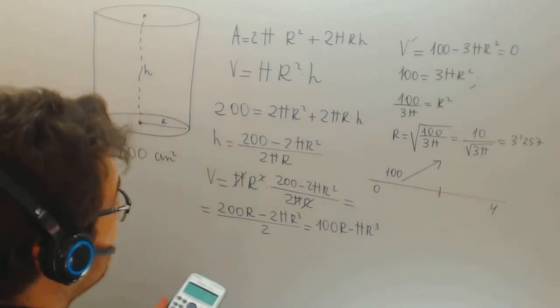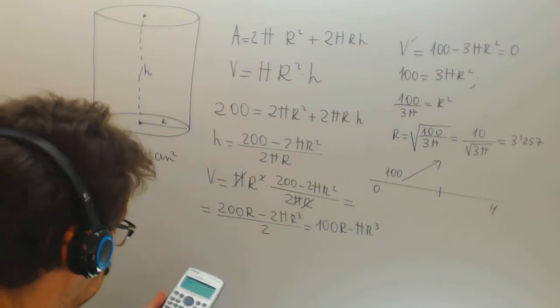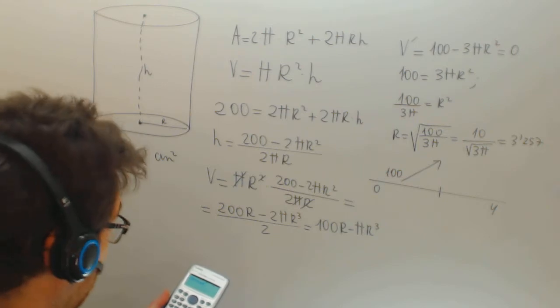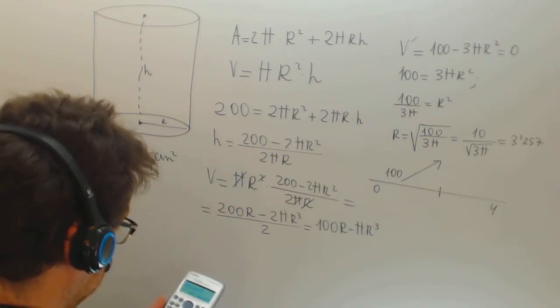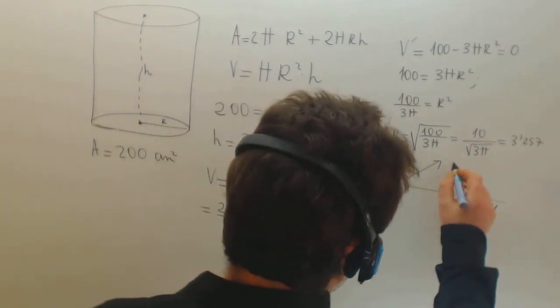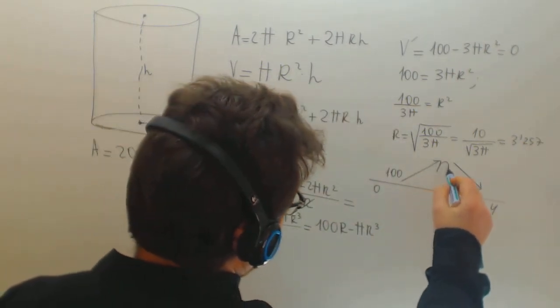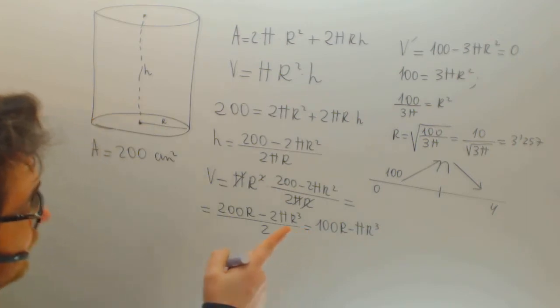And if I take the 4, it's sure it's going to be negative. 100 minus 3π. Okay, negative. So this is not positive. So here I have a maximum. That's the maximum for the r.